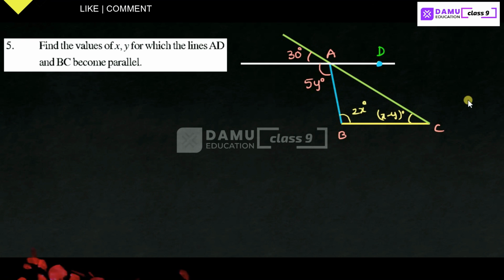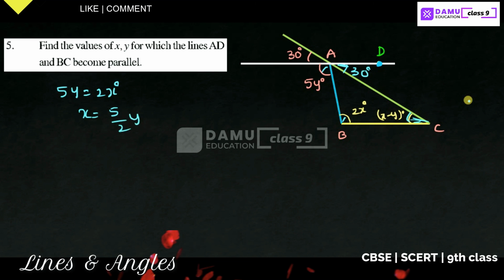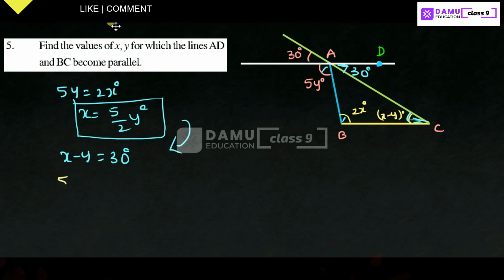Or you can go with another method. From alternate interior angles and vertically opposite angles, we said these two angles are equal and these two angles are equal. So 5y will be equal to 2x degrees. Then x will be equal to 5 by 2 into y degrees. We got x in terms of y, and x minus y equals 30 degrees. So substitute this x value here. Then we get 5 by 2 y minus y equals 30 degrees. Let's take the LCM: 5y minus 2y by 2 equals 30 degrees.